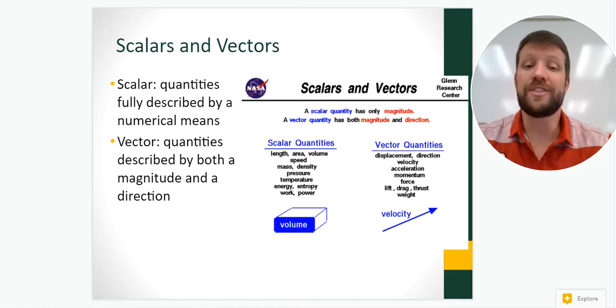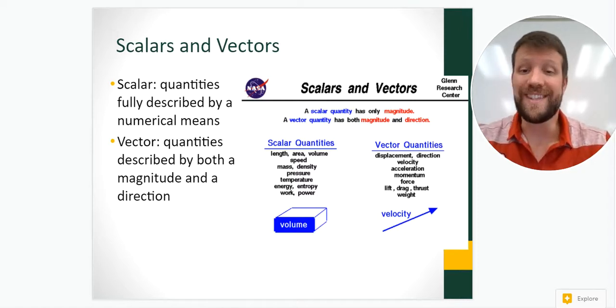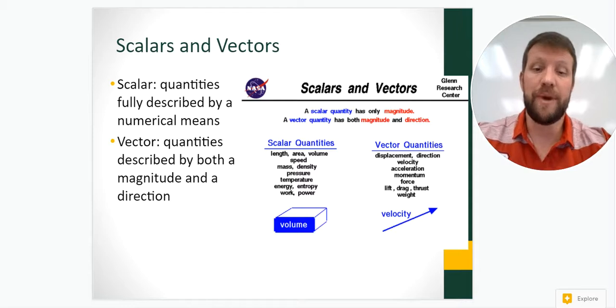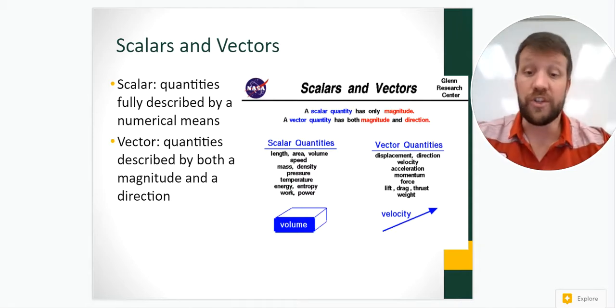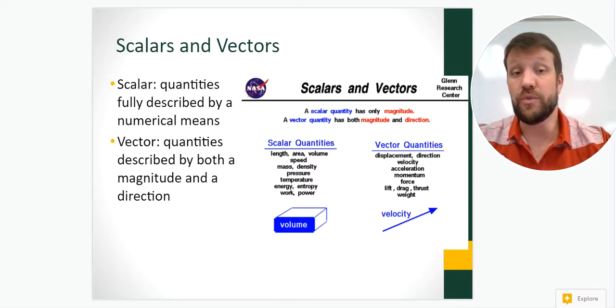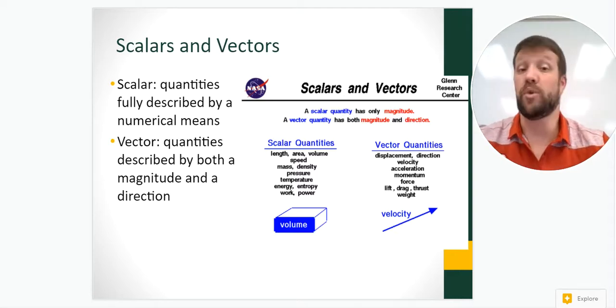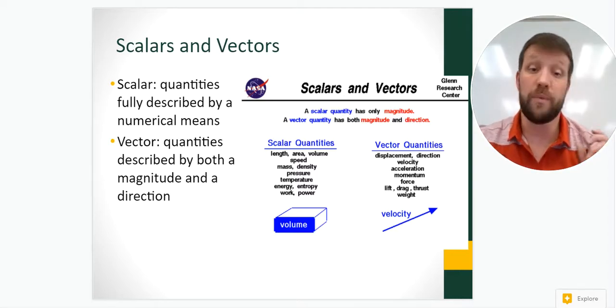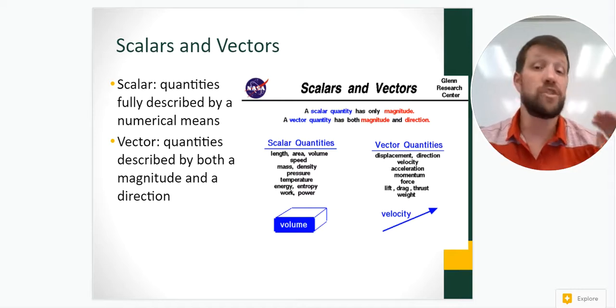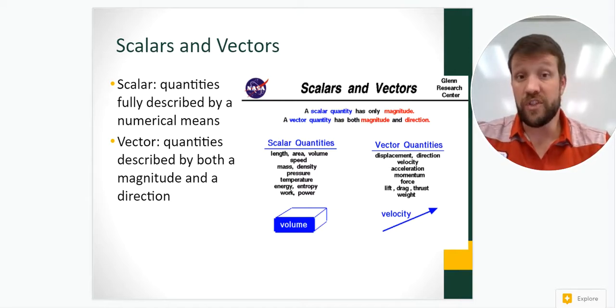First thing I want to talk about are scalars and vectors. A scalar is a quantity fully described by a numerical means. That means there's a number only. A vector would be a quantity described by both a magnitude and a direction. Now, the key there is that magnitude term. There is a magnitude with both of them. Magnitude, magnitude, they each have a magnitude within them. That's important to notice. There's a number associated with both. But a vector has a direction that's associated with that number as well.